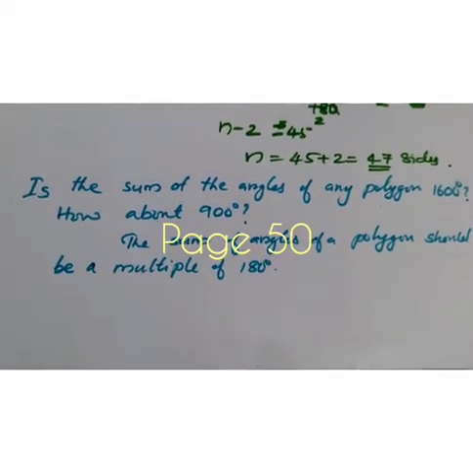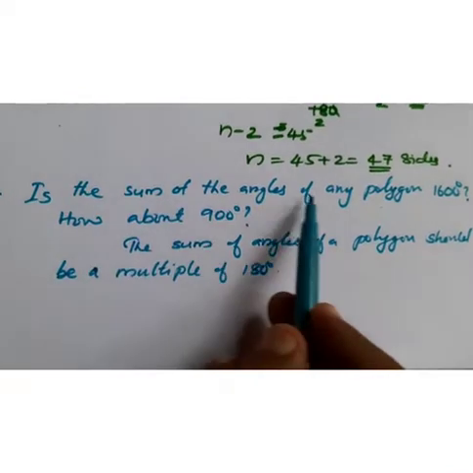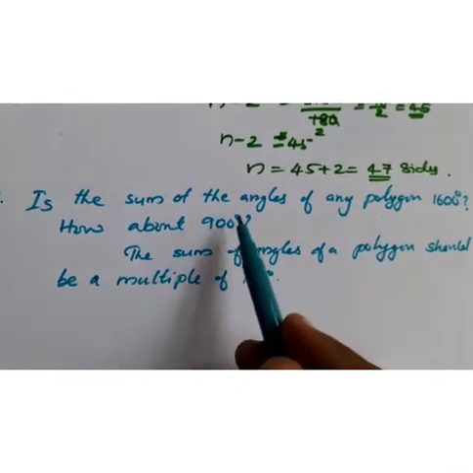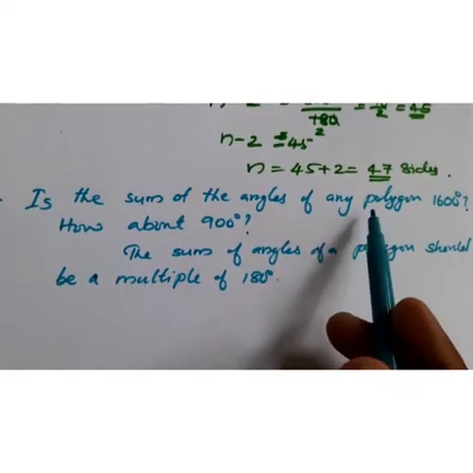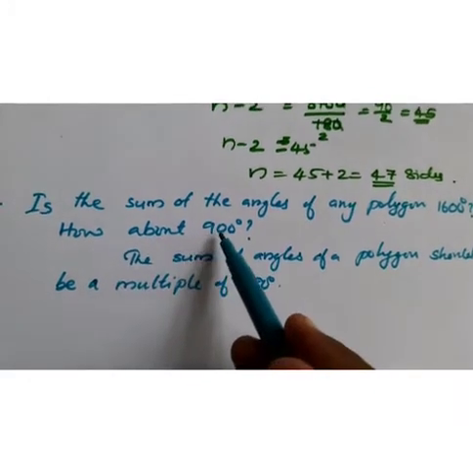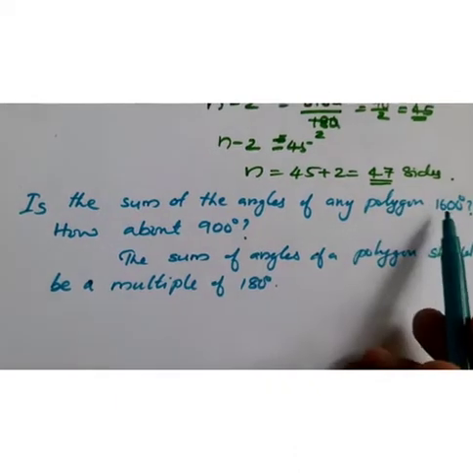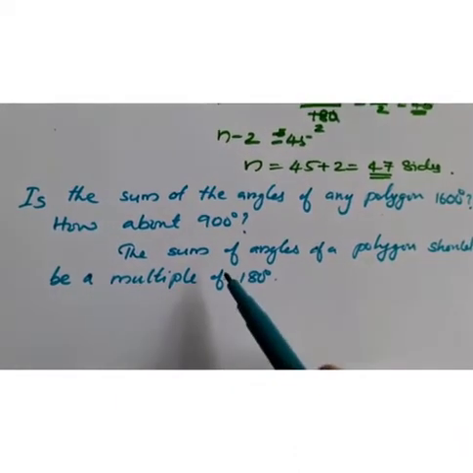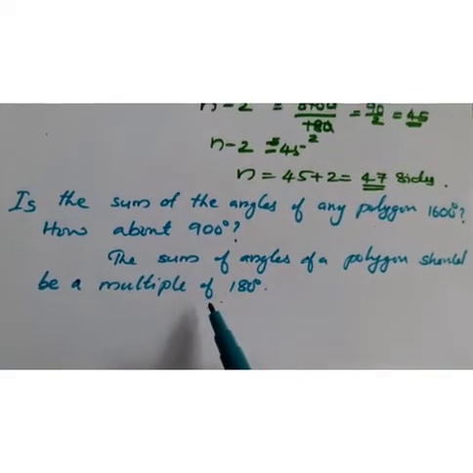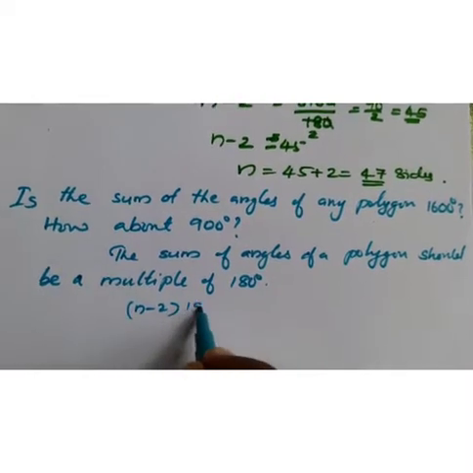Next question, page number 50. The third one: the sum of angles of any polygon is 1600. Sum of angles of any polygon is 1600. How about 900? Two questions are there. First you have to find out the first one. You know the sum of angles of a polygon should always be a multiple of 180. That is (n minus 2) into 180.